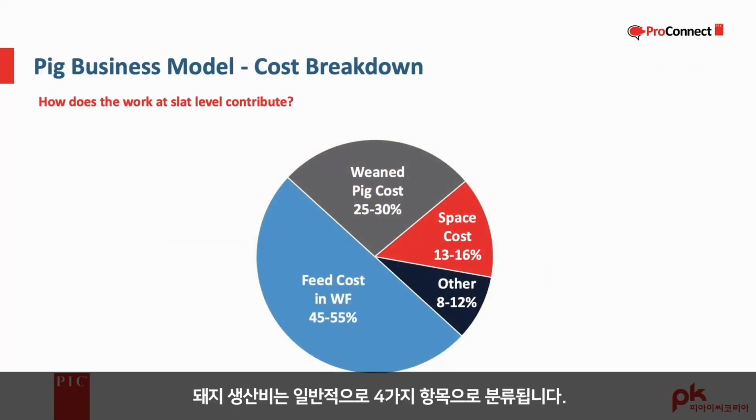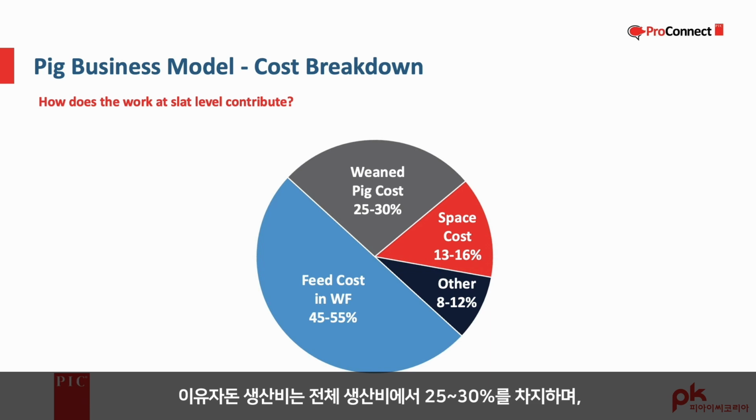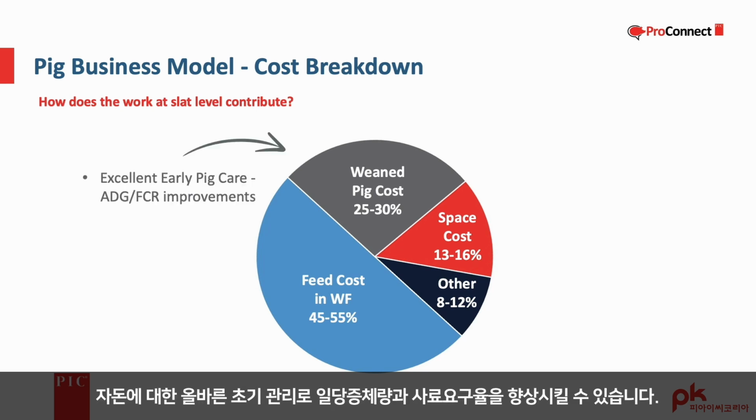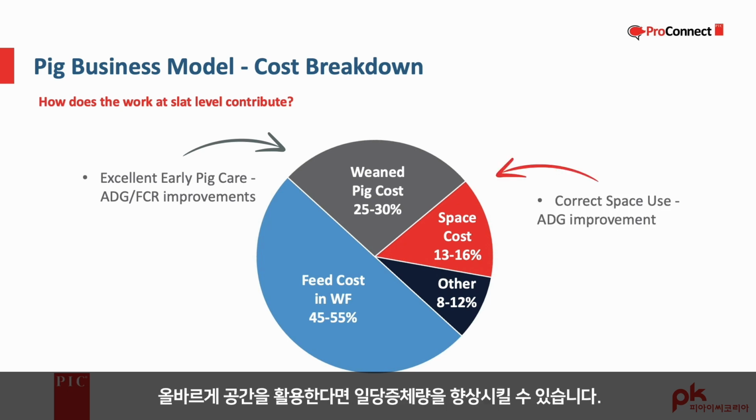The cost of producing pork is generally divided into 4 areas. What we do at the barn or site level contributes to protecting the money invested and to reducing the cost of production. The cost of a weaned pig is generally 25 to 30% of the total cost of production. Excellent early pig care helps promote improvements in average daily gain and feed conversion. The facility cost is often looked at on a per pig space basis. Correct space utilization can improve average daily gain.